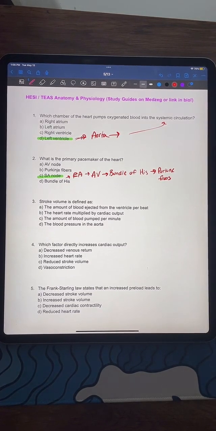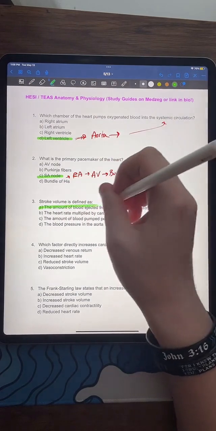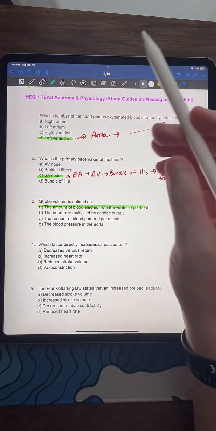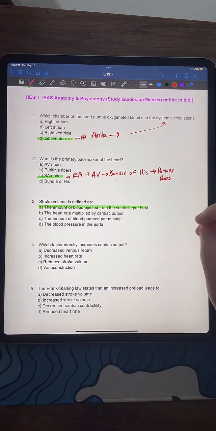We're on number 3 right now. Stroke volume is defined as the amount of blood ejected from the ventricle per beat. So stroke volume, again, is the amount of blood the heart ejects per contraction of the left ventricle.